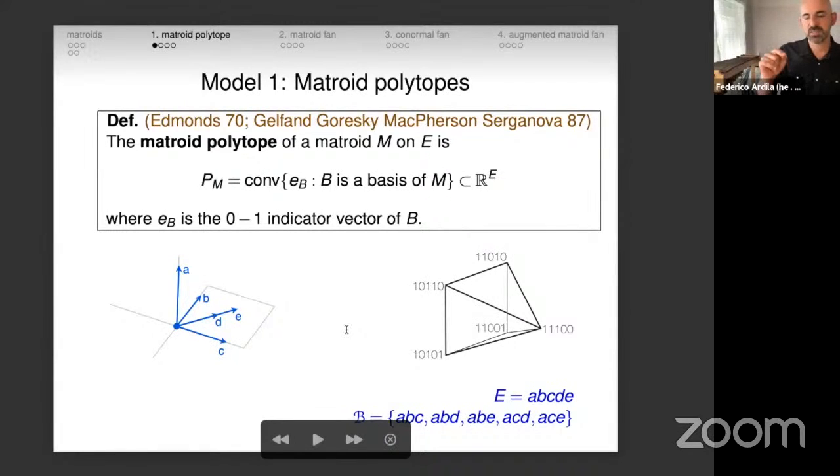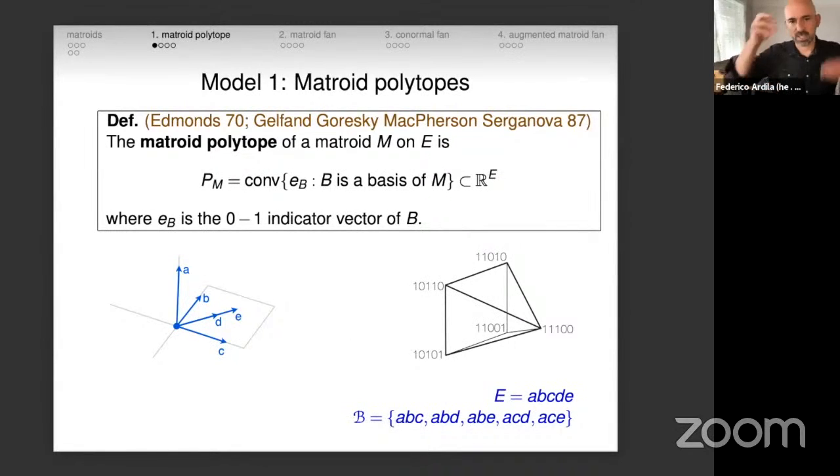So for each one of the bases, I form a 0, 1 vector, and then I get a cloud of points in R^E, where E is the number of elements of the matroid. And I take the convex hull of those points. Okay, and that's going to be the matroid polytope. So it's a polytope whose vertices are 0, 1 vectors corresponding to the bases. This definition was given originally by Edmonds and later by Gelfand, Goresky, MacPherson, and Serganova.